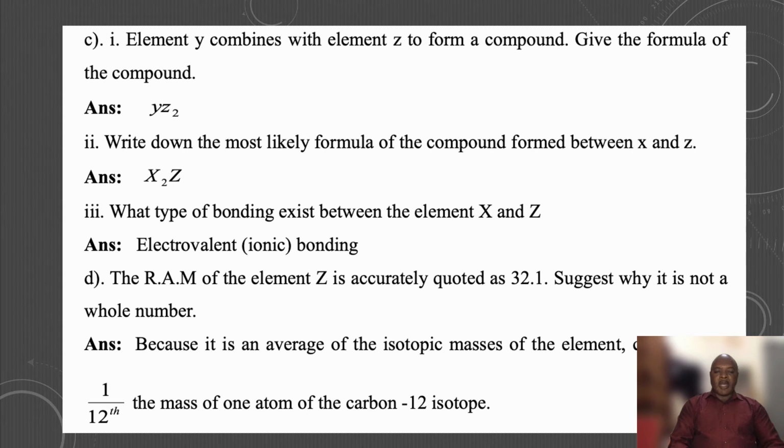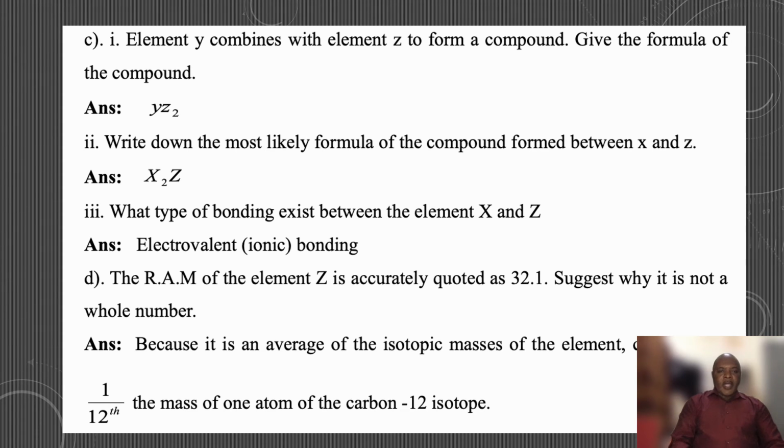So we will need a -4 to cancel the +4 of group 4 or group 14. So we will need 2 of the -2, since group 6 or group 16 has an oxidation state of -2. So there are 2 of them that we will need to cancel the other one. For that reason, it will be YZ2.